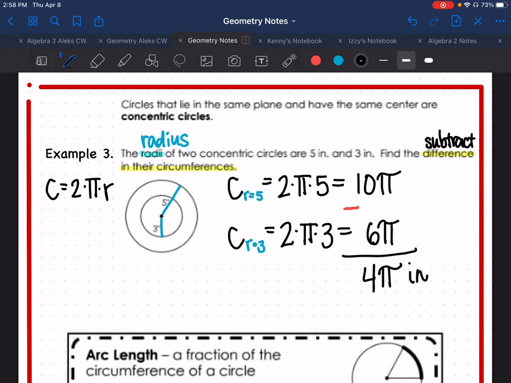If Alex asks for that, my answer would be 4 pi inches. Or I would go into my calculator and do 4 times 3.14, 12.56 inches. Remember, we're talking circumference, so it's just inches. We do not square it.